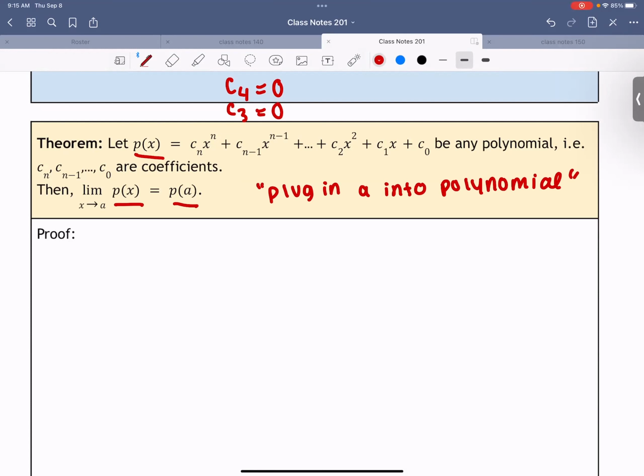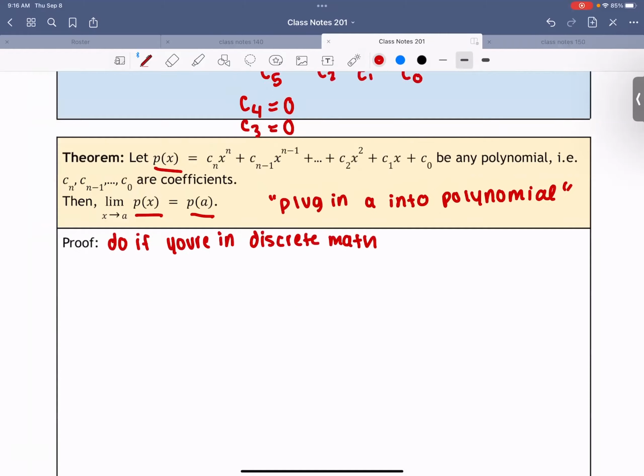I'm looking at the time and I don't think we'll have enough time for this proof. If you're in discrete math, this might be a good exercise to go through, finding why this works, but it's really not that bad. It's basically what we did on the last page. So I'm going to say do if you're in discrete math. And don't annoy your discrete math teacher because she might get mad at me.